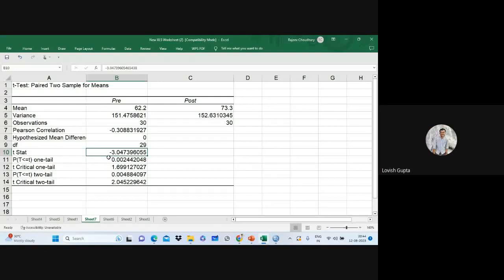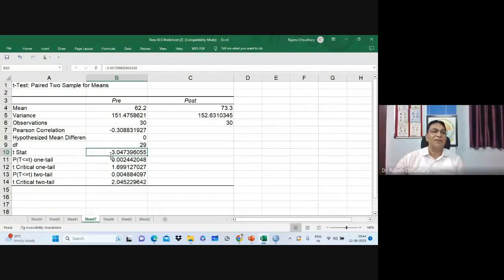Okay, sir. We have to ignore the sign. Now at 2 tail, what is the value? 0.00. Since this value is less than 0.05, yes, there is a significant effect of aerobics on cardiorespiratory endurance.